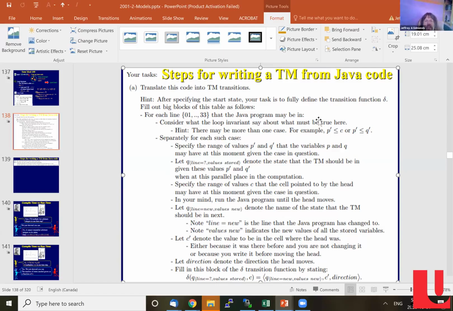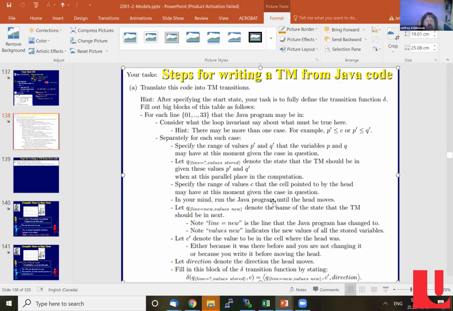All right, now what am I reading? Well, I'm in a particular case. Maybe I'm reading a blank. Maybe I'm reading a value. Maybe I'm reading a value that's bigger than p prime, right? What is my range of the character I'm reading? So now we know I'm in this state and I'm reading this character. Then what do you do? You start running here in your mind.